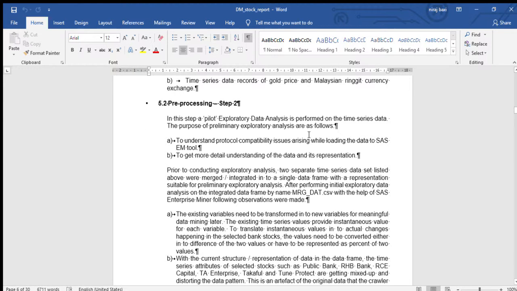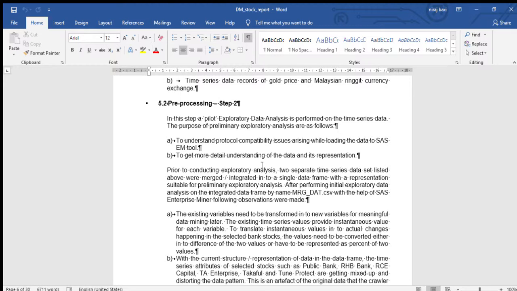In step 2, we try to test the loading part of the ETL process. We wanted to do that to understand protocol compatibility issues, because we have all the CSV files and Excel files. We wanted to know whether the SAS Enterprise Miner tool, which is going to do the core data mining process, would be in a position to easily accept and ingest the data and allow us to do whatever we want to do inside the miner.